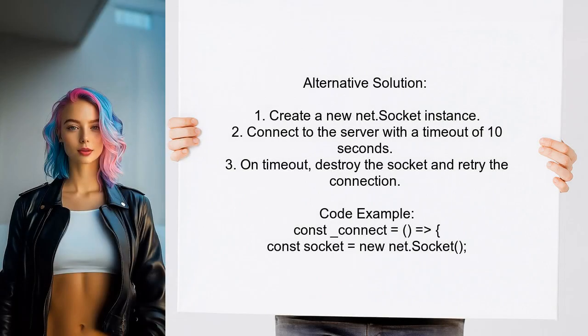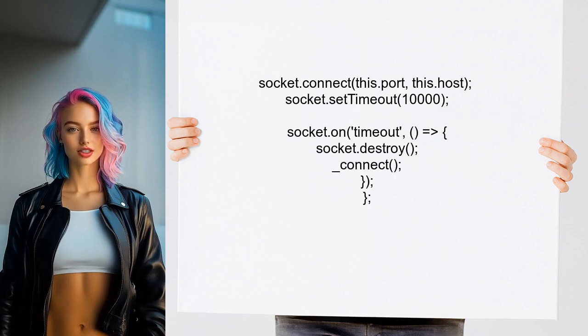An alternative solution from a user suggests creating a new net.socket instance and connecting it to the server. They set a timeout of 10 seconds. If the connection times out, the socket is destroyed and the connection attempt is retried.